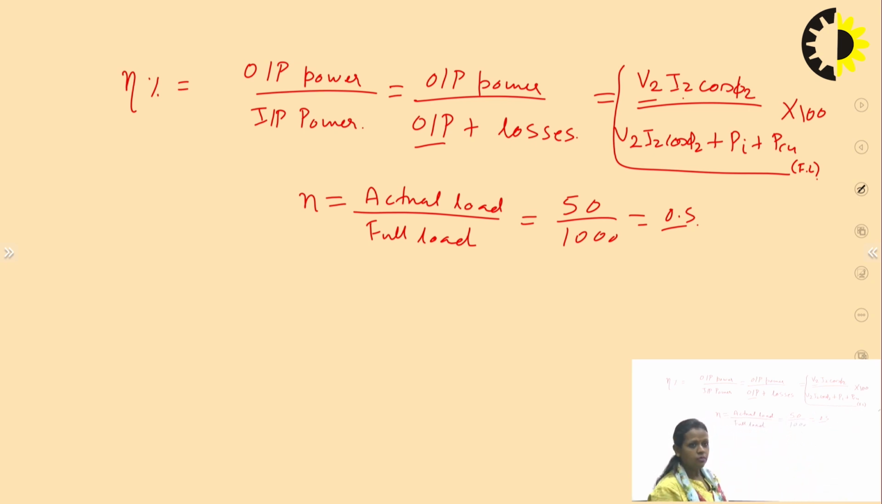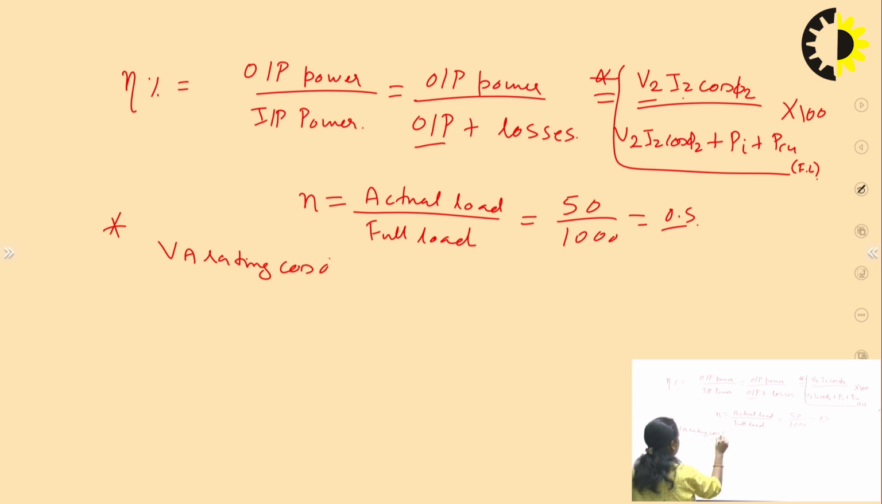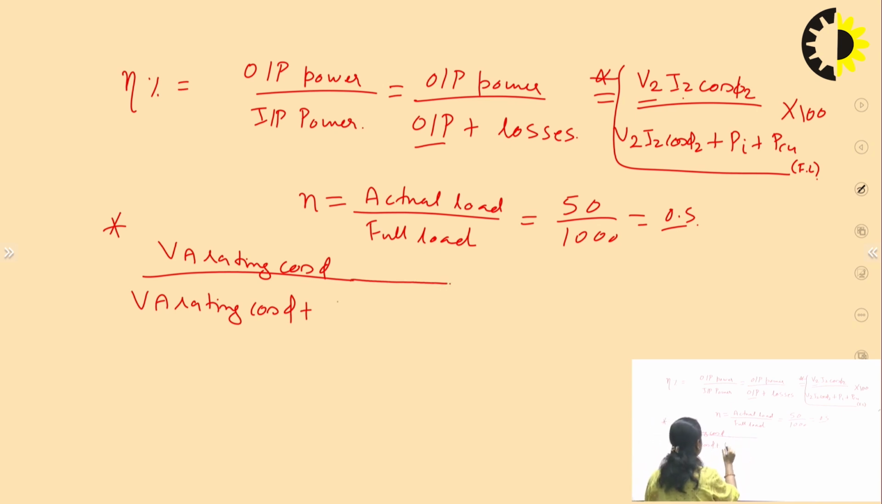So this is the formula to find out the efficiency at full load. And this V2 I2, what is this? V2 I2 can be written as the VA rating, right? So this formula we can write as VA rating cos phi divided by VA rating cos phi plus iron loss plus copper loss, into 100. This will give you the efficiency.